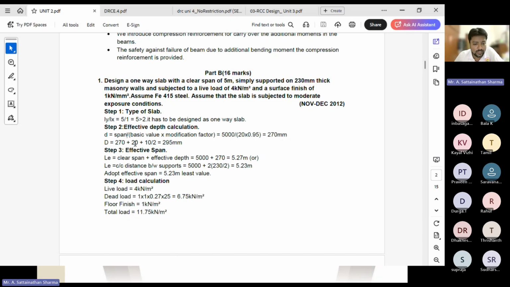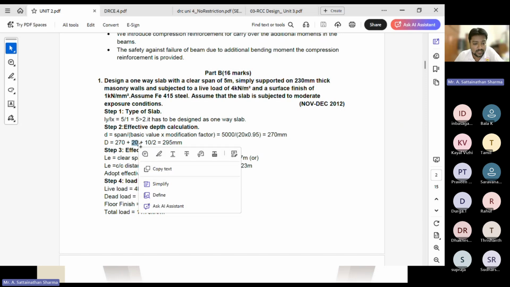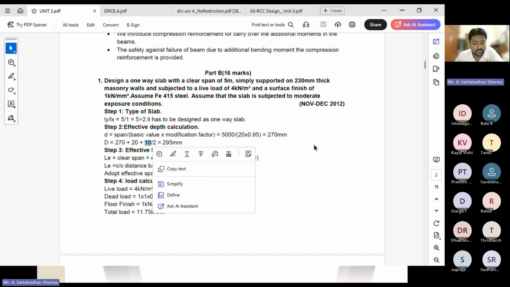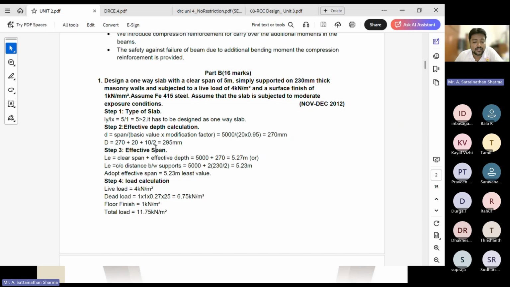What you have to do for the overall depth? What is this 20? You have to add 20, that is the clear cover. Then what is 10 by 2? The dia bar that I am assuming is 10, so I have to take the center to center distance. So I'm taking it as 10 by 2. You know all these things.